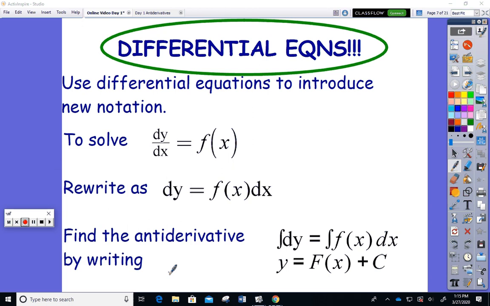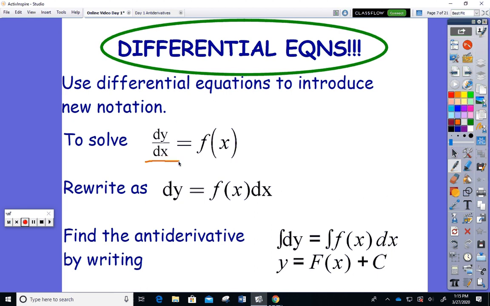Okay, so we're going to use differential equations to introduce a new notation. Do you see that I'm giving you a differential equation because I'm giving you a derivative? Remember, dy dx is the Leibniz notation for labeling derivative. A lot of people don't really care for this notation at first, but you're going to find that you like it better and better during the second half of calculus. So that says take the derivative of y with respect to x.